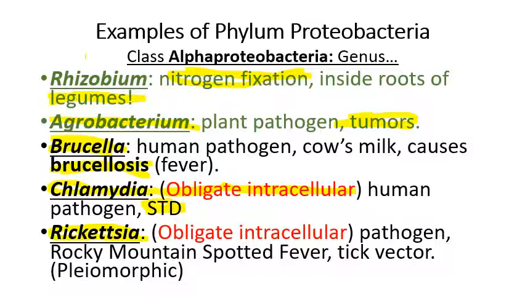Now, one of the other interesting things about Rickettsia that you have to memorize is that Rickettsia is an example of a pleomorphic bacteria. In the last section, we discussed what the term pleomorphic means. It means it has no consistent shape. So I could very well ask you on a test, give me an example of a pleomorphic bacteria, and you would say Rickettsia or Rickettsia rickettsii.